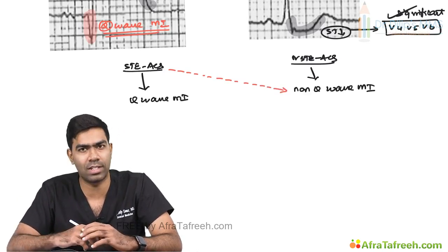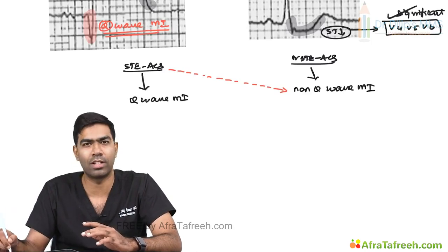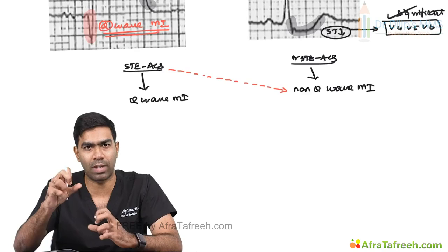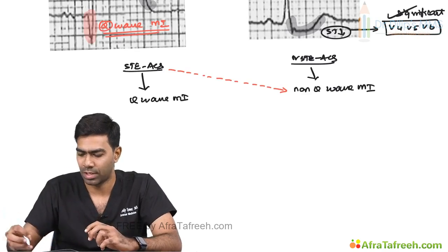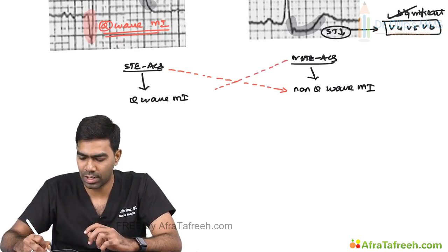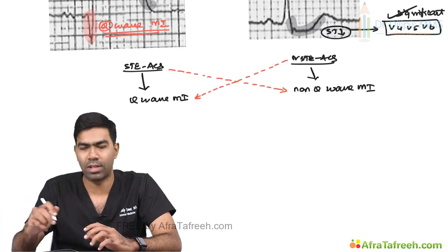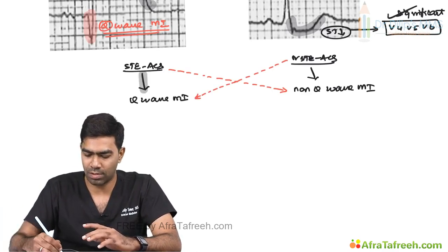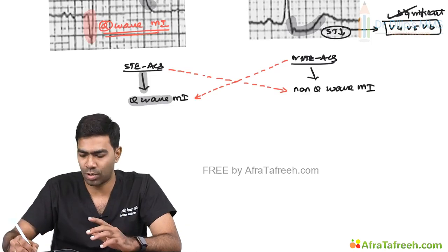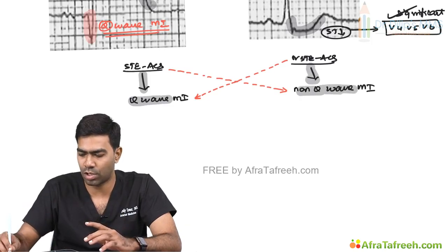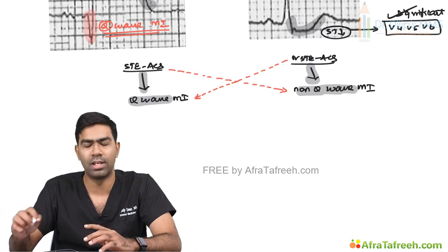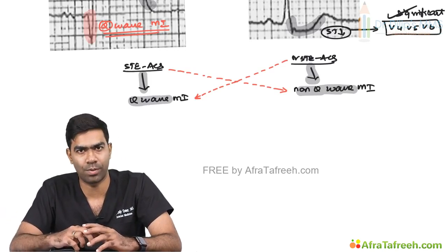Suppose a patient with NST-ACS has not been treated at all, then the thrombus might expand over a period of time, can produce a full thickness infarct, a transmural infarction, and they can evolve into a Q wave MI. Which means most often STACS will produce a Q wave MI, but it's not always the rule. Most often NSTACS will produce a non-Q wave myocardial infarction, and once again, it's not always a hard and fast rule.